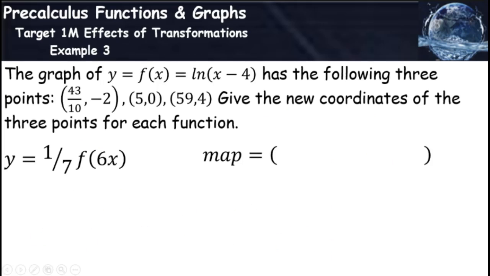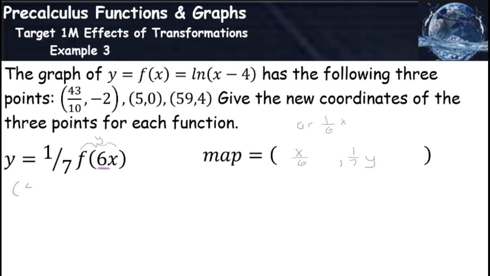Okay. And example 3. So remember, what's outside affects the y, so this right now is a y. So this would be 1/7 y. And this affects the x, but I do the opposite. This says 6 times x, so instead of timesing by 6, I'm going to divide by 6. So I could write that as x divided by 6, or if I like, 1/6 x. Either way.